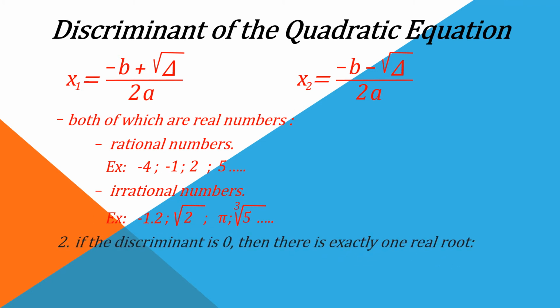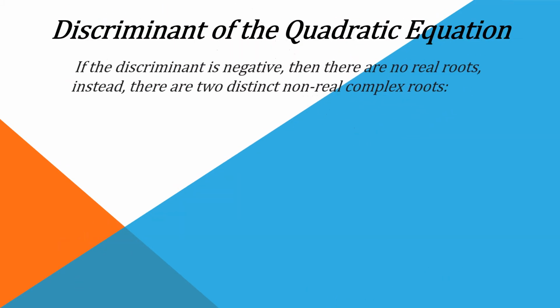Number two: if the discriminant is 0, then there is exactly one real root. x is equal to negative b over 2a. Number three: if the discriminant is negative, then there are no real roots. Instead, there are two distinct non-real complex roots.